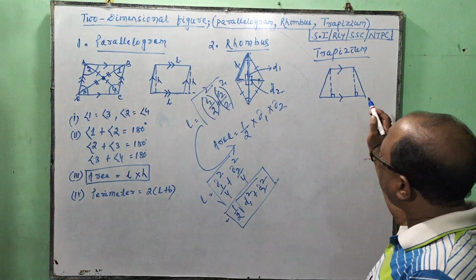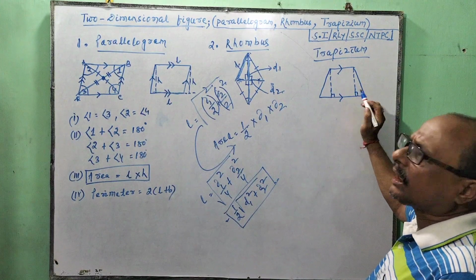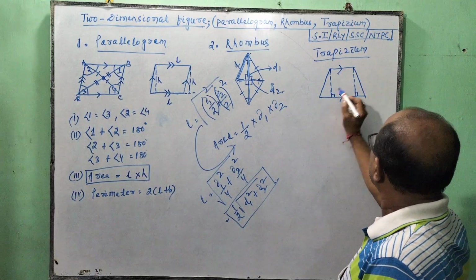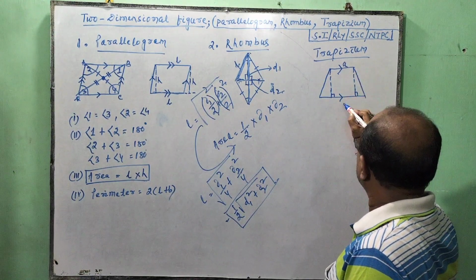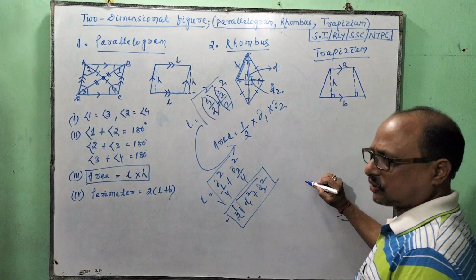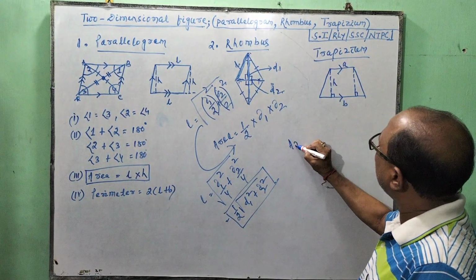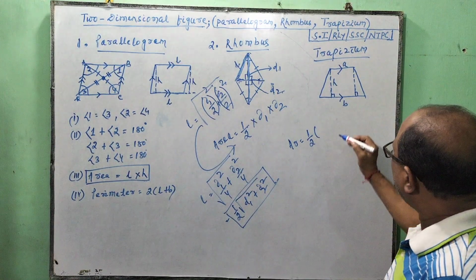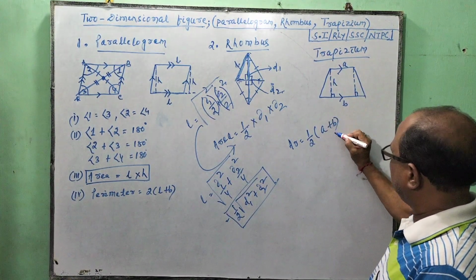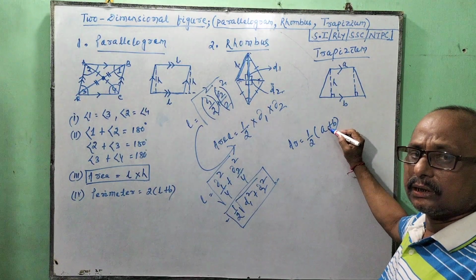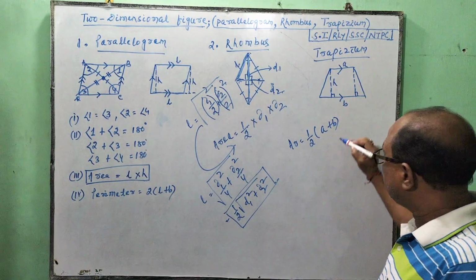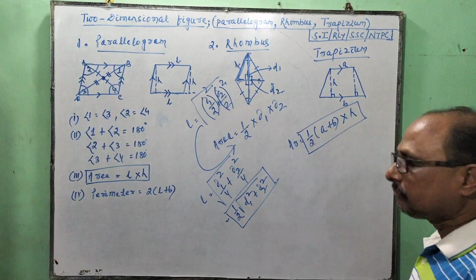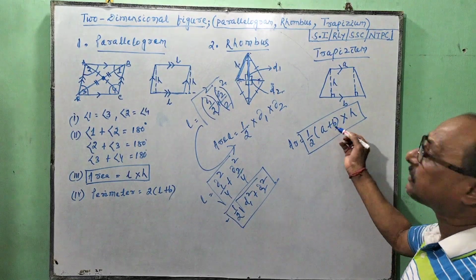So what is the formula of the area of the trapezium? Suppose this is A, this is B, this is H. Area is half into A plus B, or sum of the two parallel sides, into H. This is the formula of the area of the trapezium.